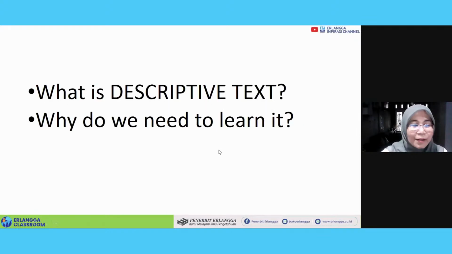Oke, adik-adik sahabat Erlangga, kita akan mempelajari mengenai descriptive text. Ya, kita akan mempelajari mengenai what is descriptive text, atau what descriptive text is, and why do we need to learn it. Oke, sahabat Erlangga pasti penasaran ya, what descriptive text is and why do we need to learn it? Why do we need to learn descriptive text?